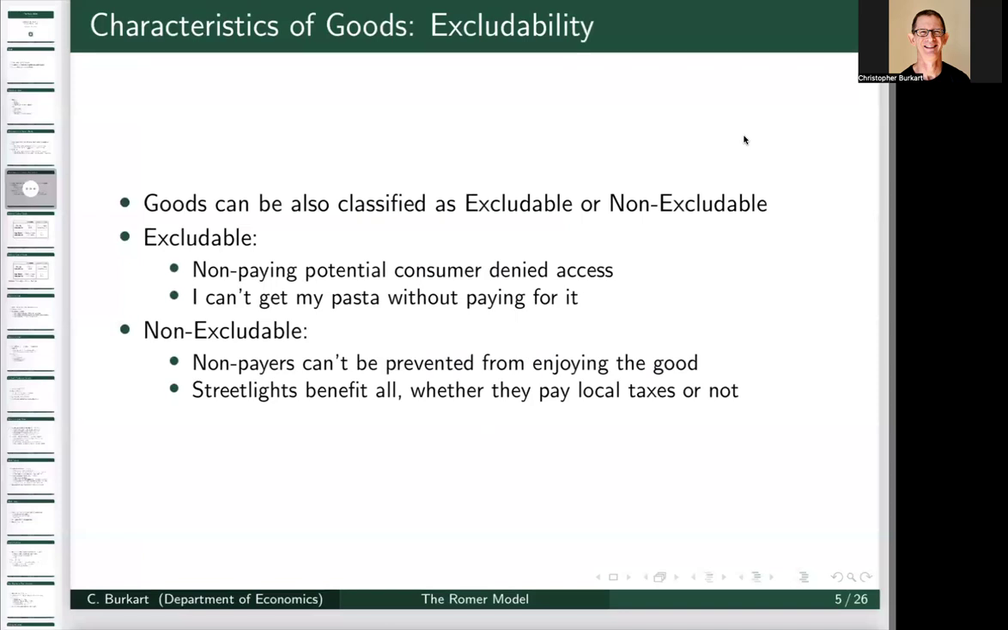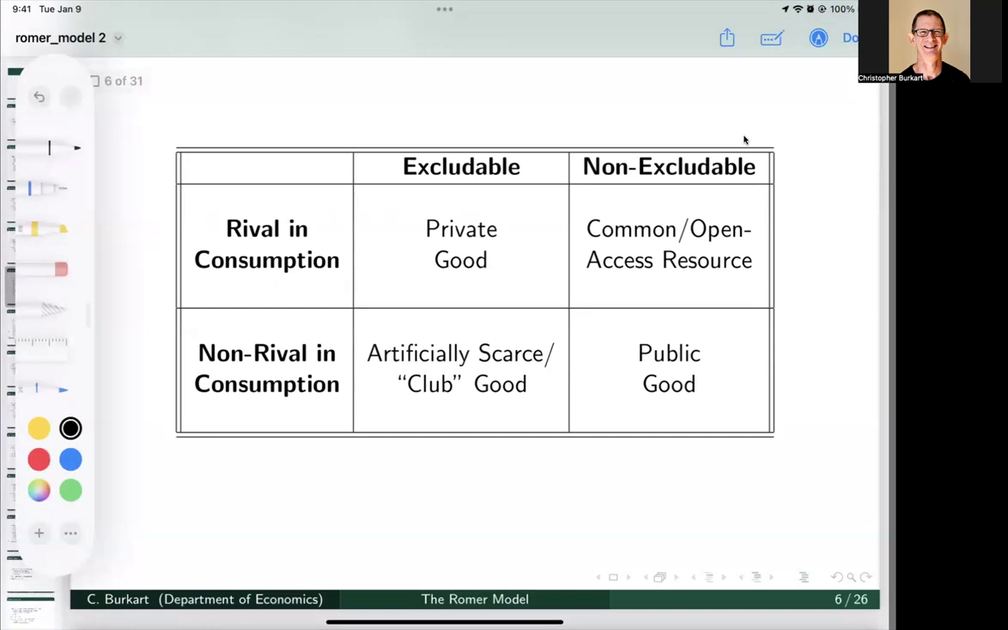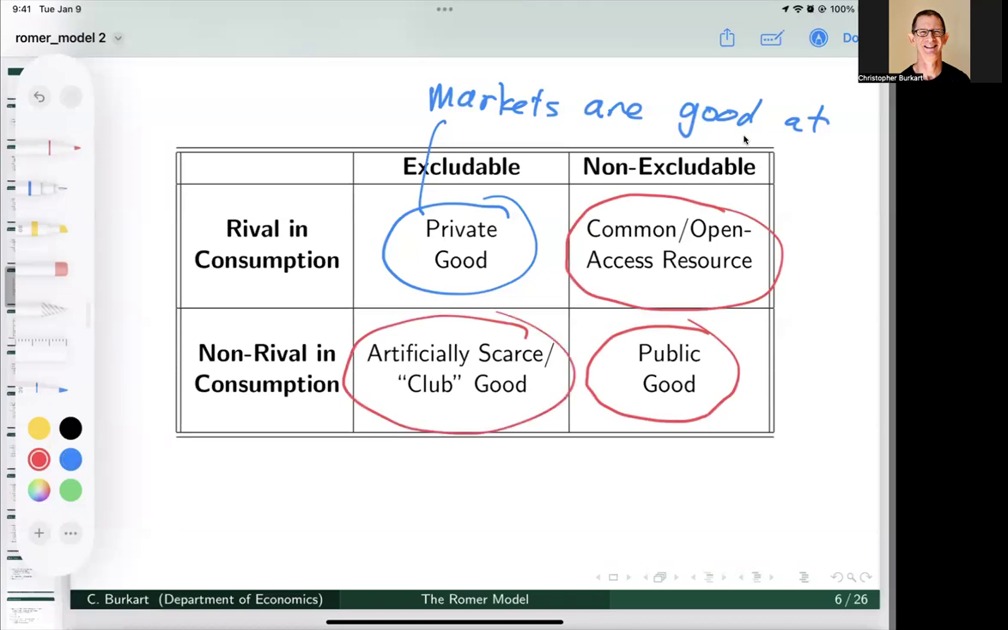So if we take these two dimensions and put them together, the rivalry and the excludability, we come up with four different categories of good. Something that is rival in consumption and excludable is something that we call a private good. And this is something that markets are good at. Markets do a pretty good job of providing the right level of private goods. But markets do not do a good job, left to their own devices, of managing these other three.